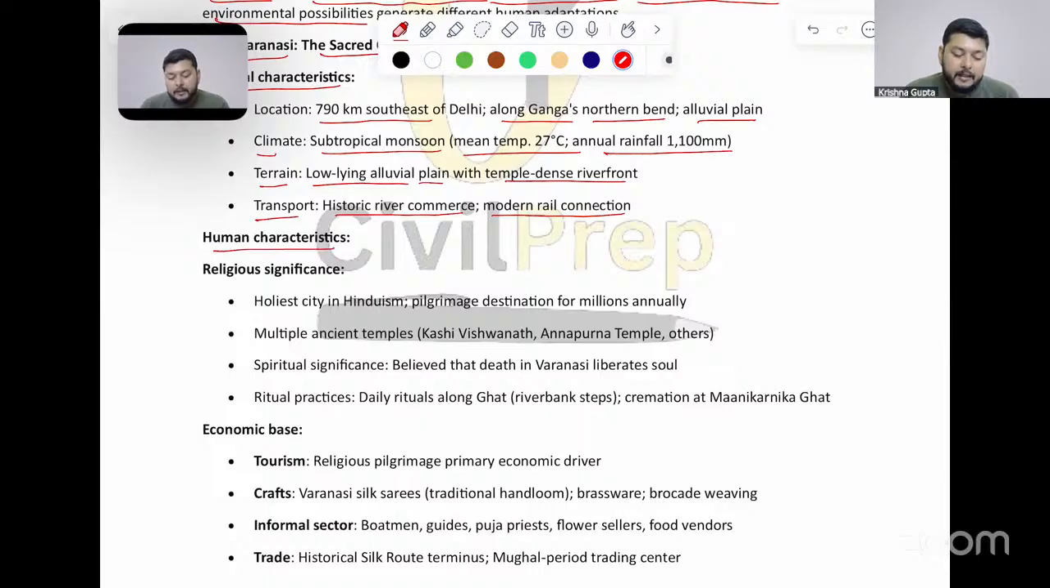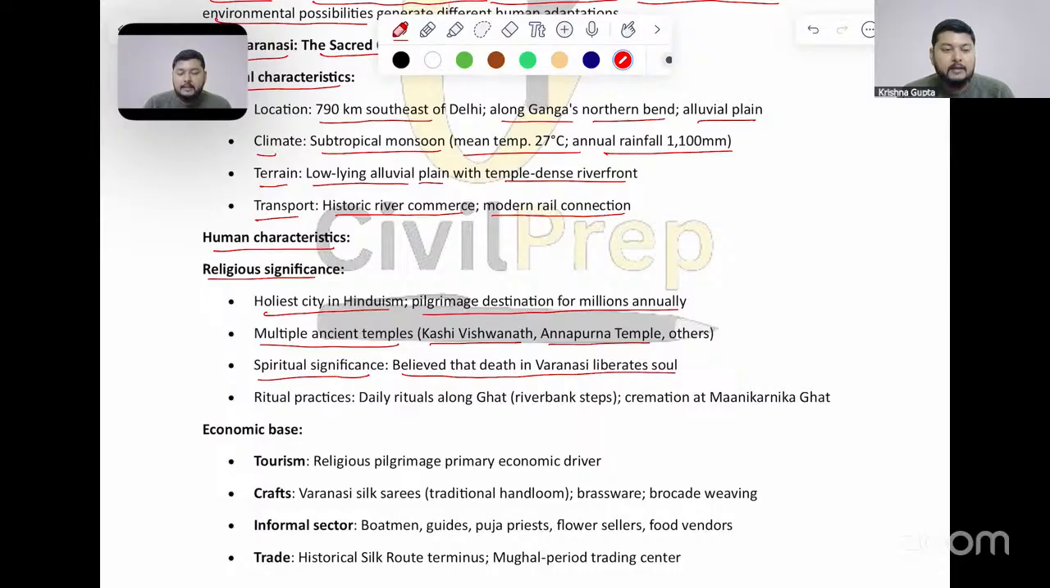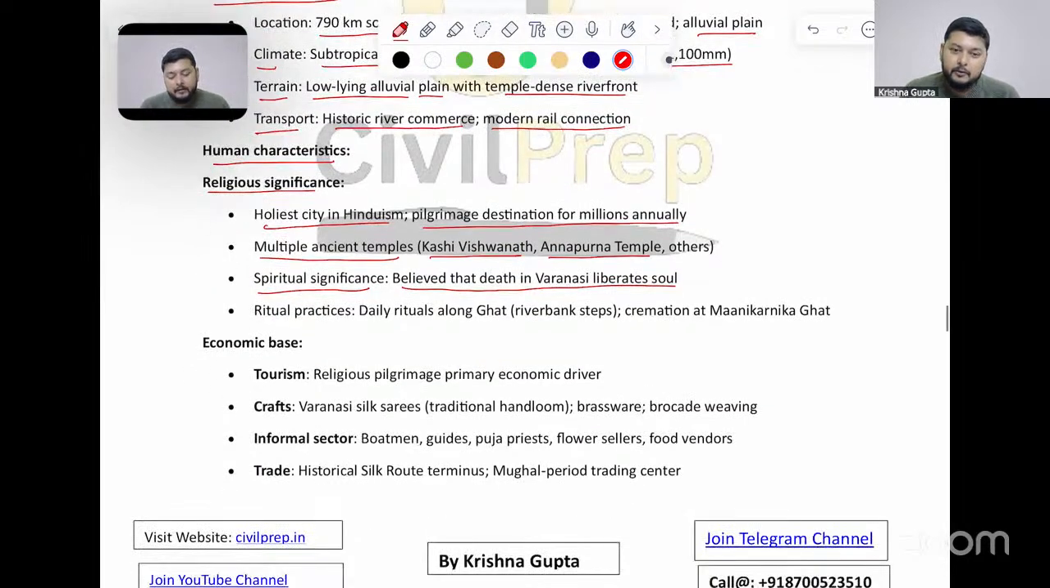When we talk about the human characteristics, religious significance is very high for Varanasi. Holiest city in Hinduism, pilgrimage destination for millions annually. Multiple ancient temples, that is Kashi Vishwanath, Annapurna temple, and others are present here. Spiritual significance, that is the belief that dying in Varanasi liberates the soul. This is a belief system practiced, or believed, by Hindus throughout India. Ritual practices: daily ritual along the ghats, that is riverbank steps, then cremation at the Manikarnika Ghat. Okay, this is very important for that area.